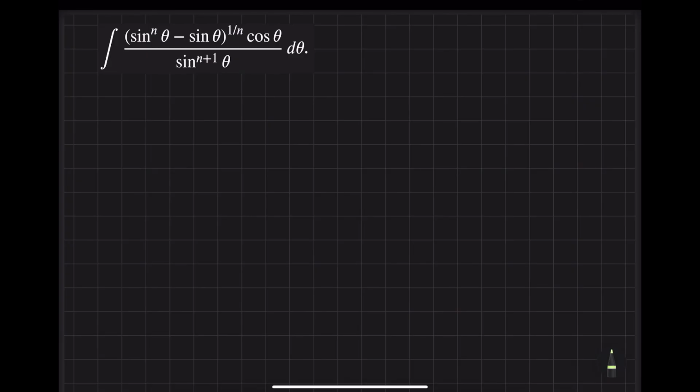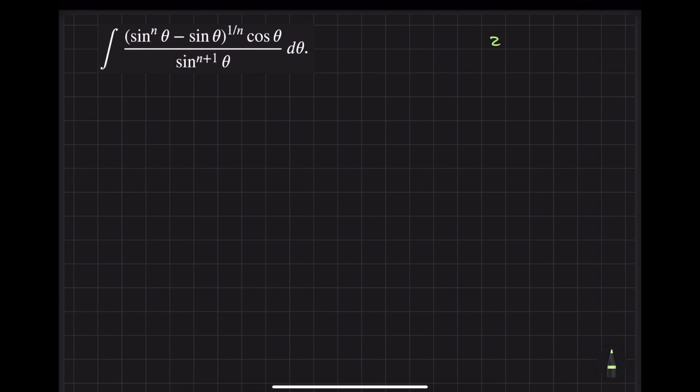So we got this situation: integration of (sine^n theta minus sine theta) whole bracket power 1 by n, it is a root wala function, and cos theta upon sine^(n+1) theta. If you observe this question, directly you will get the intuition that we should take z as sine theta, because we have cos theta as its differentiation.